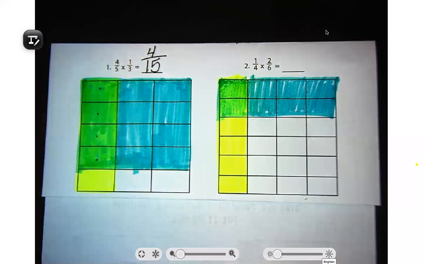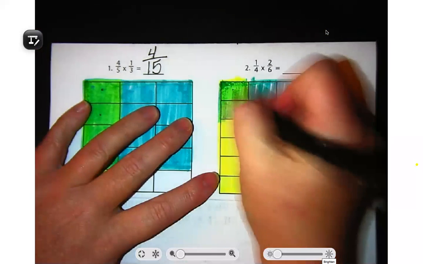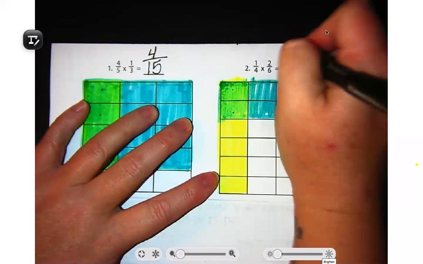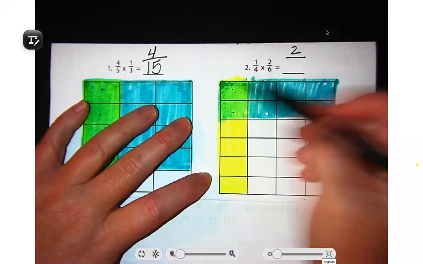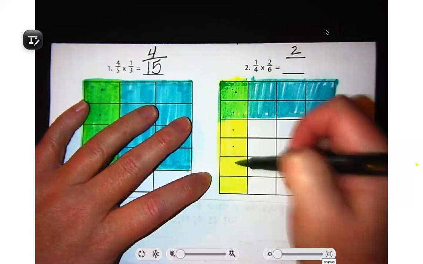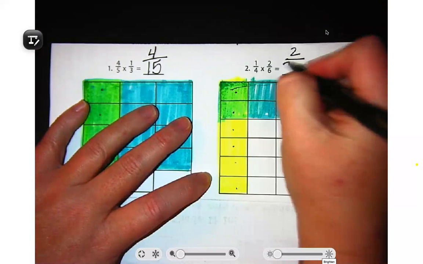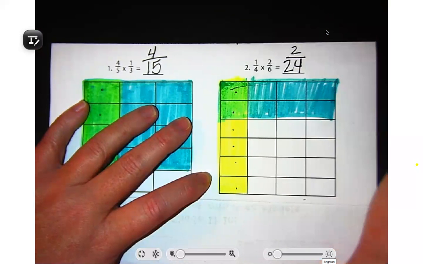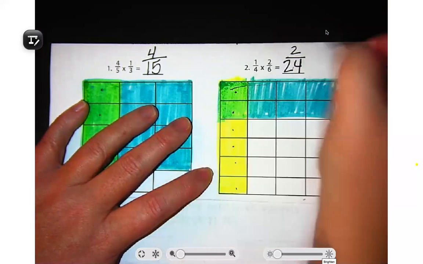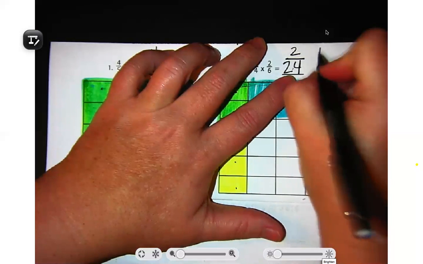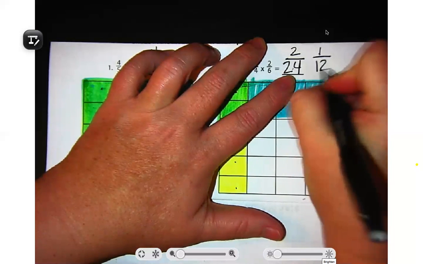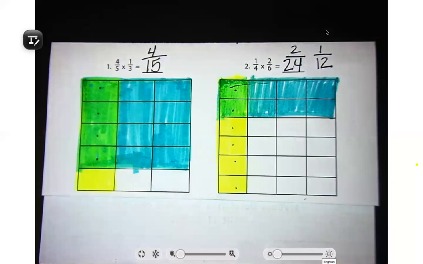So my answer is going to be, I have 2 that are shaded green, so that's going to be my numerator. And I have how many total? 1, 2, 3, 4, 5, 6 times 4, which would give me 24. Or I can reduce that down because 2 is even, it goes into 24. So that would give me 1/12 of the whole figure is shaded.